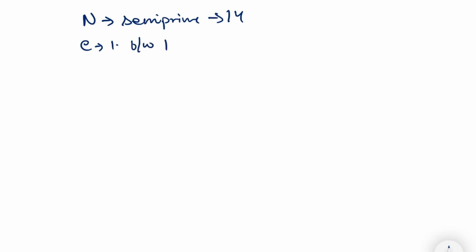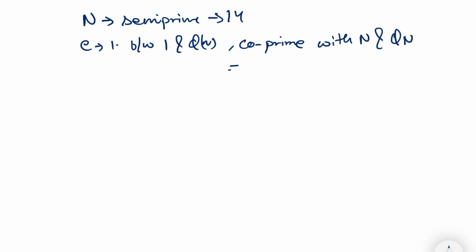To sum it up, the public key n has to be a semi-prime number, example 14. The encryption key e has to follow two rules. Number 1, it can be any number between 1 and phi n. Number 2, e can't share a factor with n and phi n. In this case, e has to be a number between 1 and 6 and not share a factor with 14 and 6. So the only number that follows these rules is 5.